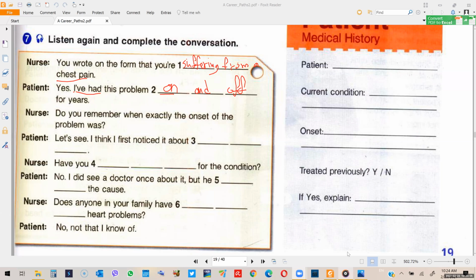Number 3. Do you remember when exactly the onset of the problem was? Let's see. I think I first noticed it about 6 years ago. Onset, it means the start of the problem.